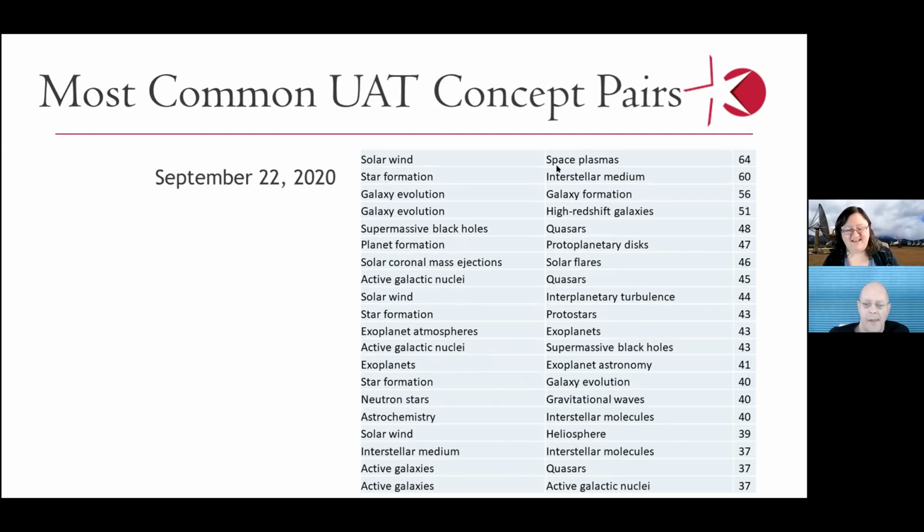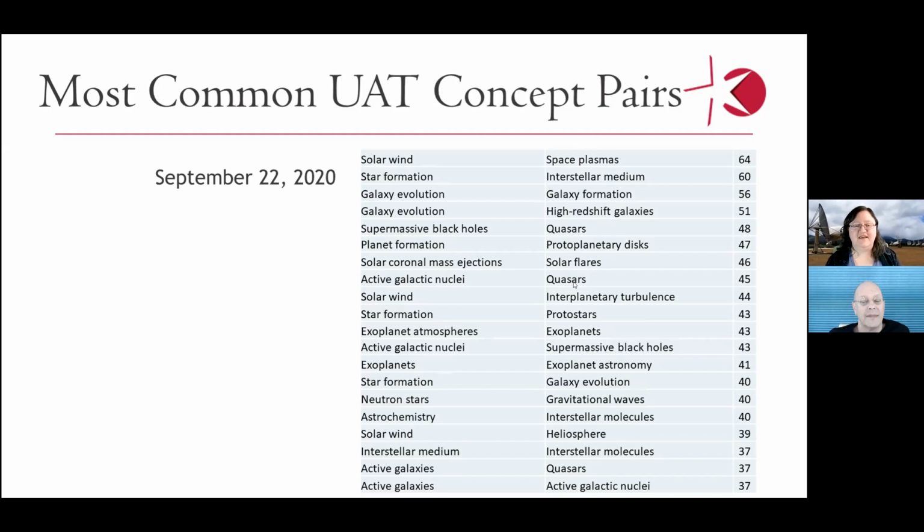And then in September, solar wind and space plasmas are still dominating, while active galactic nuclei and quasars are kind of in that middle range again. So it's just kind of interesting to see how these concept pairs are also trending over time. Absolutely. This will be really interesting by the time we get a couple of years of data on this. And then just a couple other slides here.